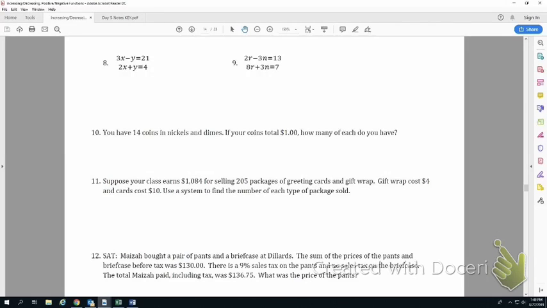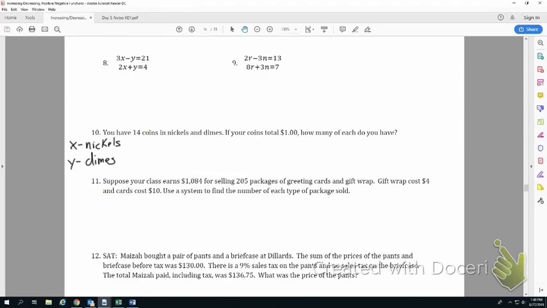Looking at number 10. It says you have 14 coins in nickels and dimes, so kind of what I was talking about earlier. It says if your coins total $1, how many of each do you have? On these kind of problems, would you rather use N and D or X and Y? X and Y, okay. So I'm going to do X and Y. If you would rather use N and D, that is fine. But because I'm using X and Y, I'm going to do nickels and dimes.